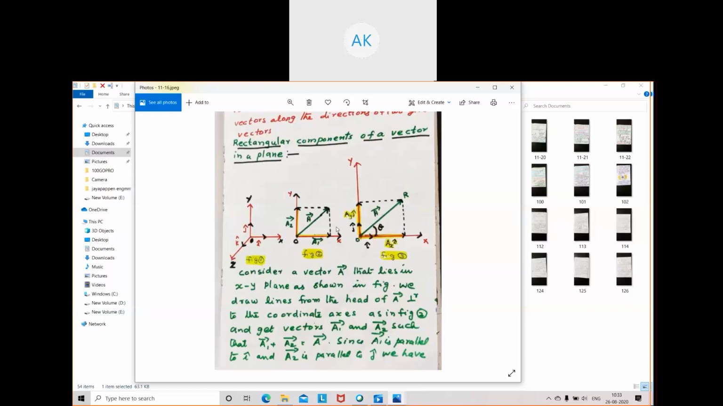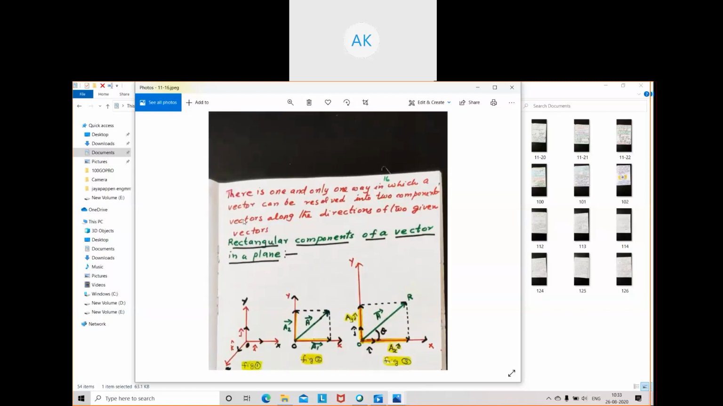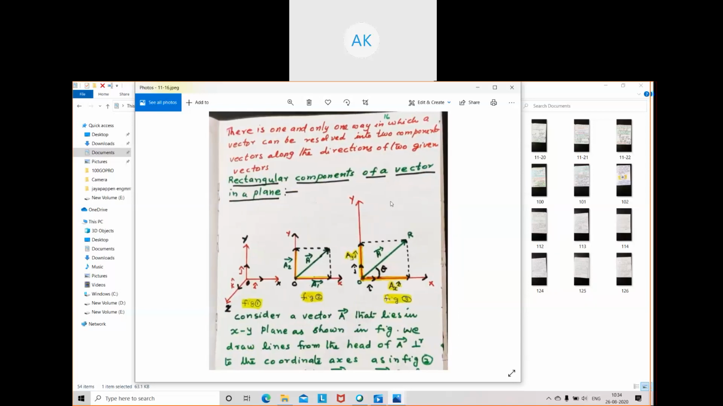So last, what is written? There is one and only one way in which a vector can be resolved into 2 component vectors along the directions of the given 2 vectors. If the 2 vectors are given, you have only one way in which that vector can be split into the given 2 directions. Okay, that is written here. That is the important point there. And you should know how to resolve a vector in the given 2 directions.